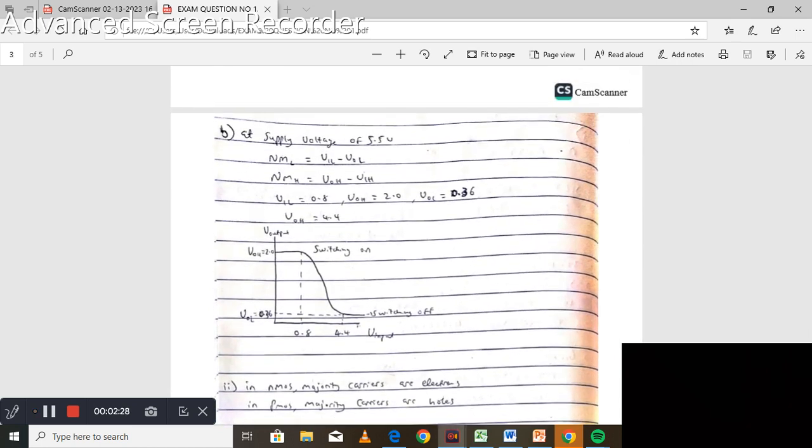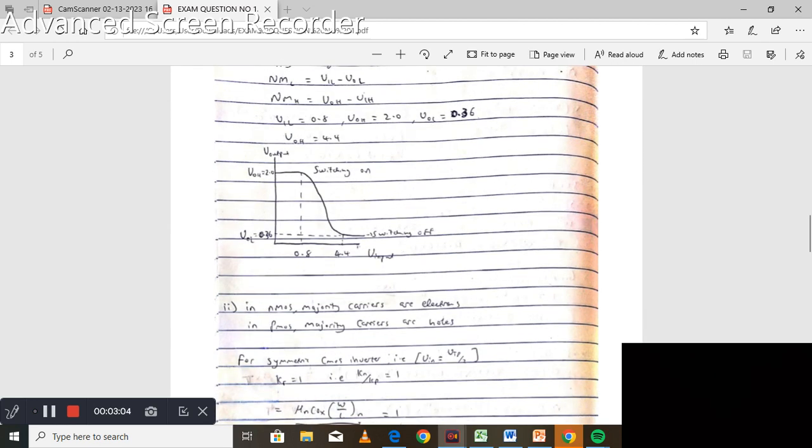Next question says, using the datasheet. I don't have the datasheet picture here, but I'll explain what I did. If you find the noise margins, this is noise margin low and the noise margin high. Noise margin low is subtracting the input low minus the output low, because the input low is greater than the output low, and the noise margin high is subtracting the output high minus the input high. These are my values, and this is my graph here.